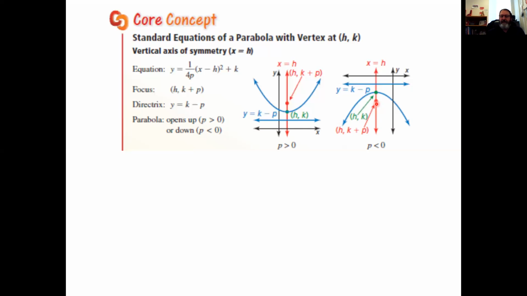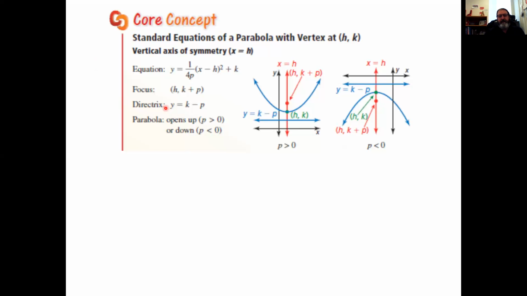Just keep in mind that if the parabola opens down, that distance is going to be negative, because I'm starting from the directrix to the vertex, or from the vertex to the focus. I'm counting down, I'm moving down the y-axis. That would be a negative number, but if I'm going up, that will be a positive number.